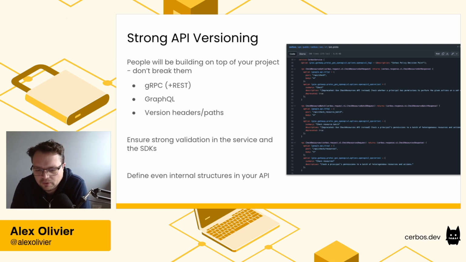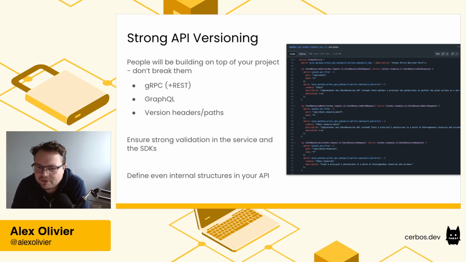And if you go down to the next level, how do you strongly version by using things like a version number in the URL or a header, or even in the path, to really allow users to pin themselves to a particular version of an API is crucial. And going back to the documentation point, when you do make a change, what's the migration story that goes with it? And then ensuring that you have strong validation in the service and at the SDK level.